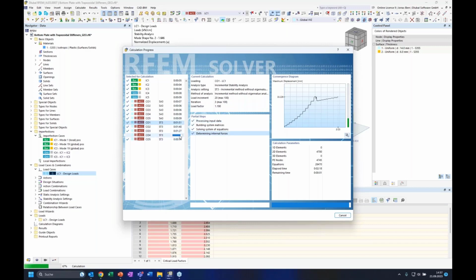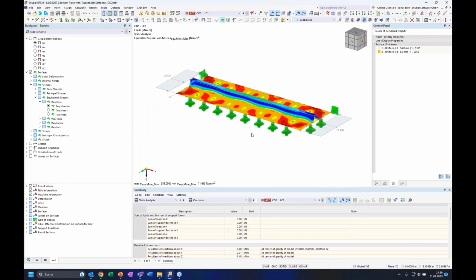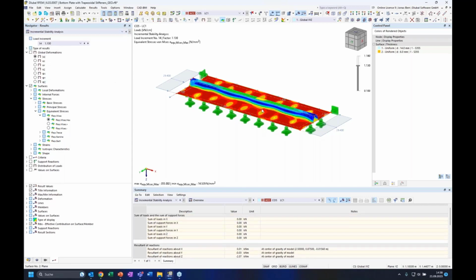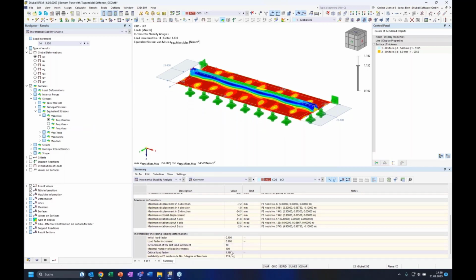All right, so just quickly finish the remaining ones, and now we have all the results we need for the analysis. We can now check the incremental stability analysis results and go through all of our load combinations that we calculated. We can either check the critical load factor down here in the table, just as Andreas did, or we can directly see it here or over here.